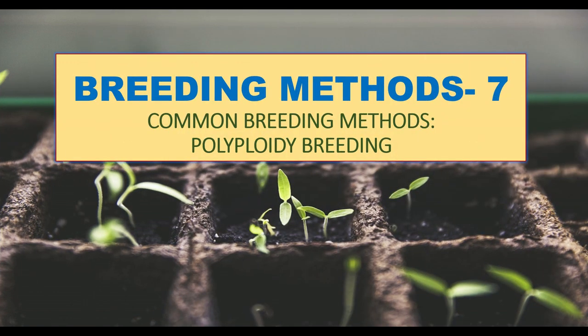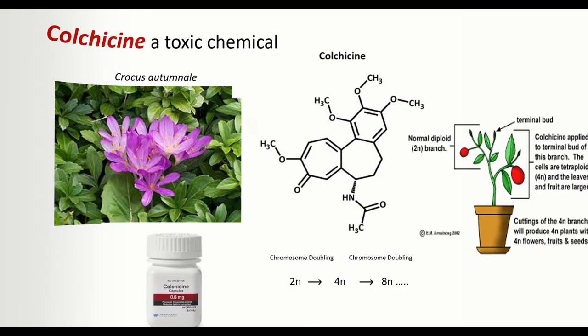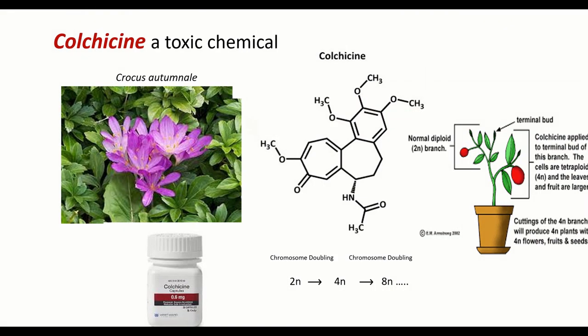Today we'll discuss breeding methods for self-pollinated crop plants, cross-pollinated crop plants and asexually propagated crop plants, which is polyploidy breeding, which can be applied to all these kinds of crop plants. Okay. So before we jump into the topic, we'll discuss some of the important terms, some of the important chemicals.